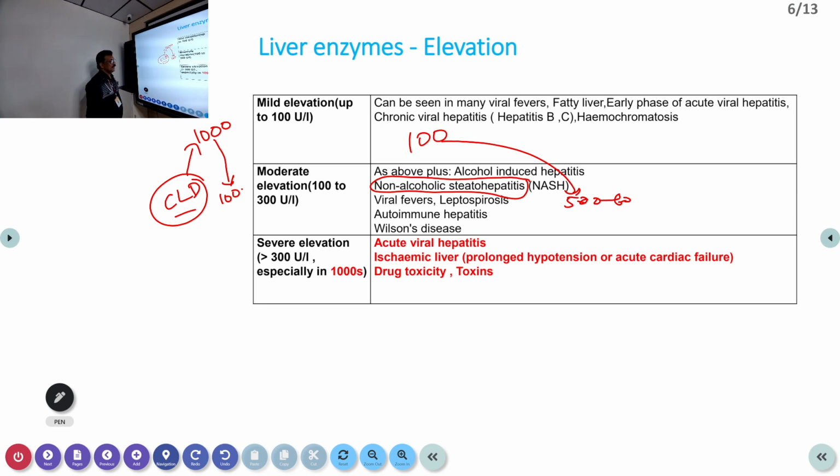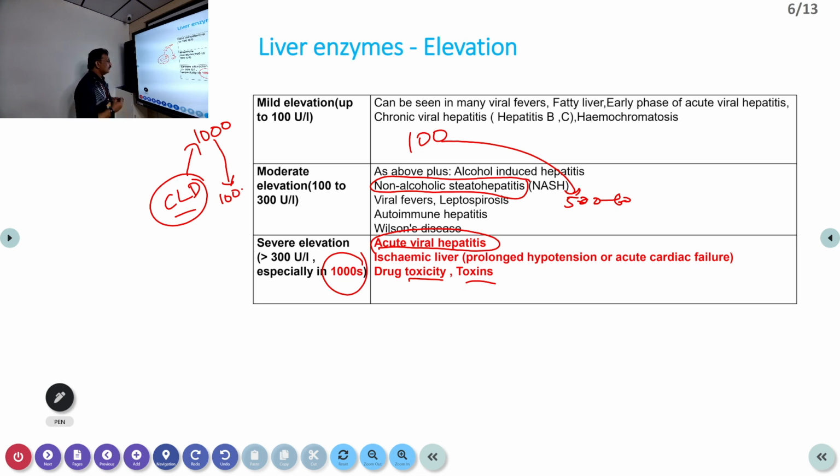And severe elevation, that is only seen in very few conditions, in thousands. So that is very important. Some patients you can see SGOT, SGPT in 5,000, 6,000, 10,000 like that. In that, the most important condition is acute viral hepatitis. So the most important condition where the patient can have SGOT, SGPT elevation in thousands is viral hepatitis. Then ischemic hepatitis, toxic hepatitis, and other toxins also can be, like rat poison, where the patient can have very high SGOT, SGPT. A patient who takes a high dose of paracetamol, more than 8 grams, can have very high SGOT, SGPT levels.